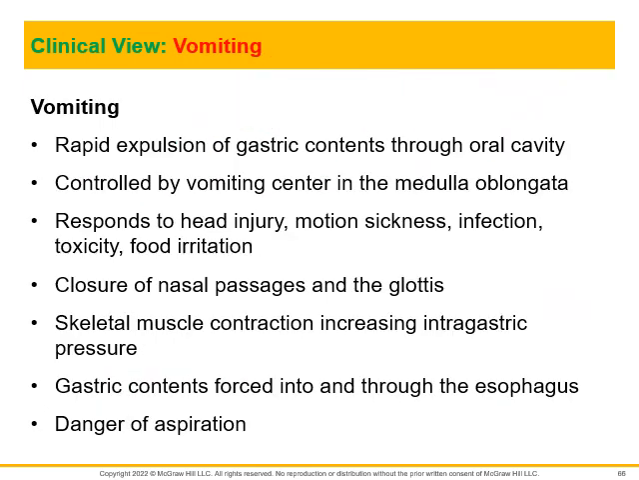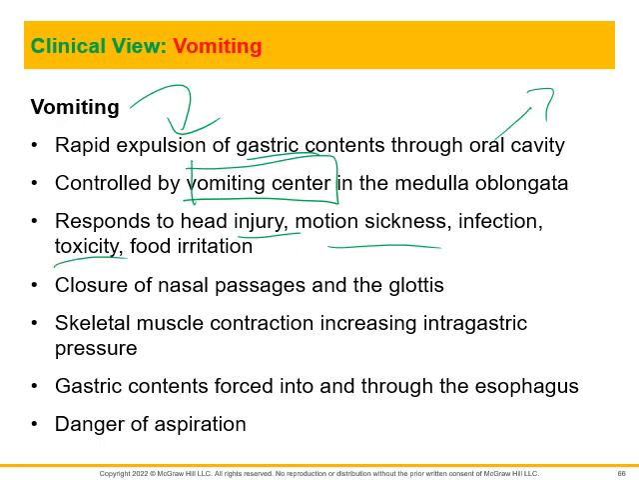Also, we could talk about vomiting. So this is the rapid expulsion of gastric contents through the oral cavity. So instead of leading to the duodenum, the vomiting center can be triggered by trauma, motion sickness, infection, toxicity, like food poisoning, right? So the medulla oblongata triggers the vomiting center, and instead of pushing items down, doing the peristalsis down, instead you start peristalsis going backwards, and you're going to have that retropropulsion, and you're going to take the stomach contents and push them out the oral cavity.